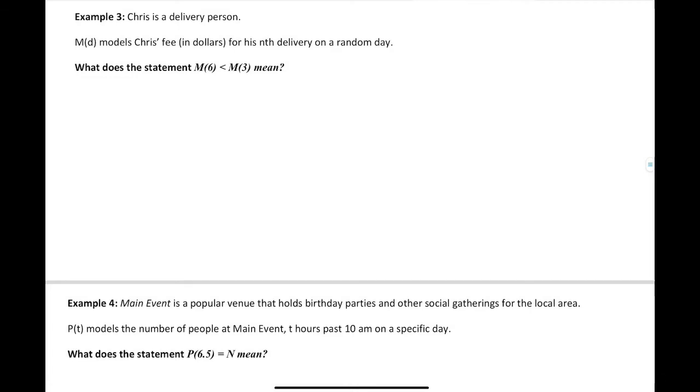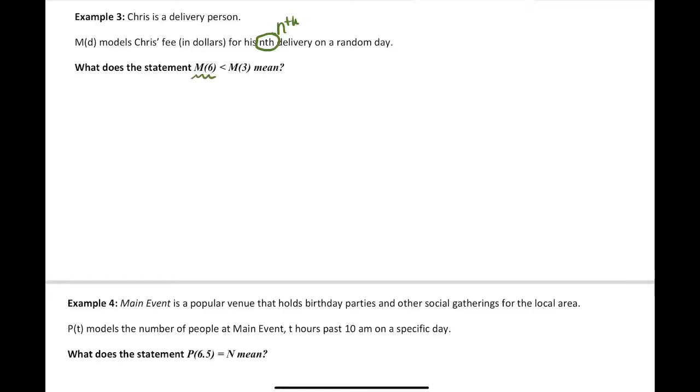All right, let's look at example 3 here. It says Chris is a delivery person. M of D models Chris's fee in dollars for his nth delivery on a random day, basically any day when he's working his delivery routes. I should have maybe used some superscript there. So what does this statement mean?